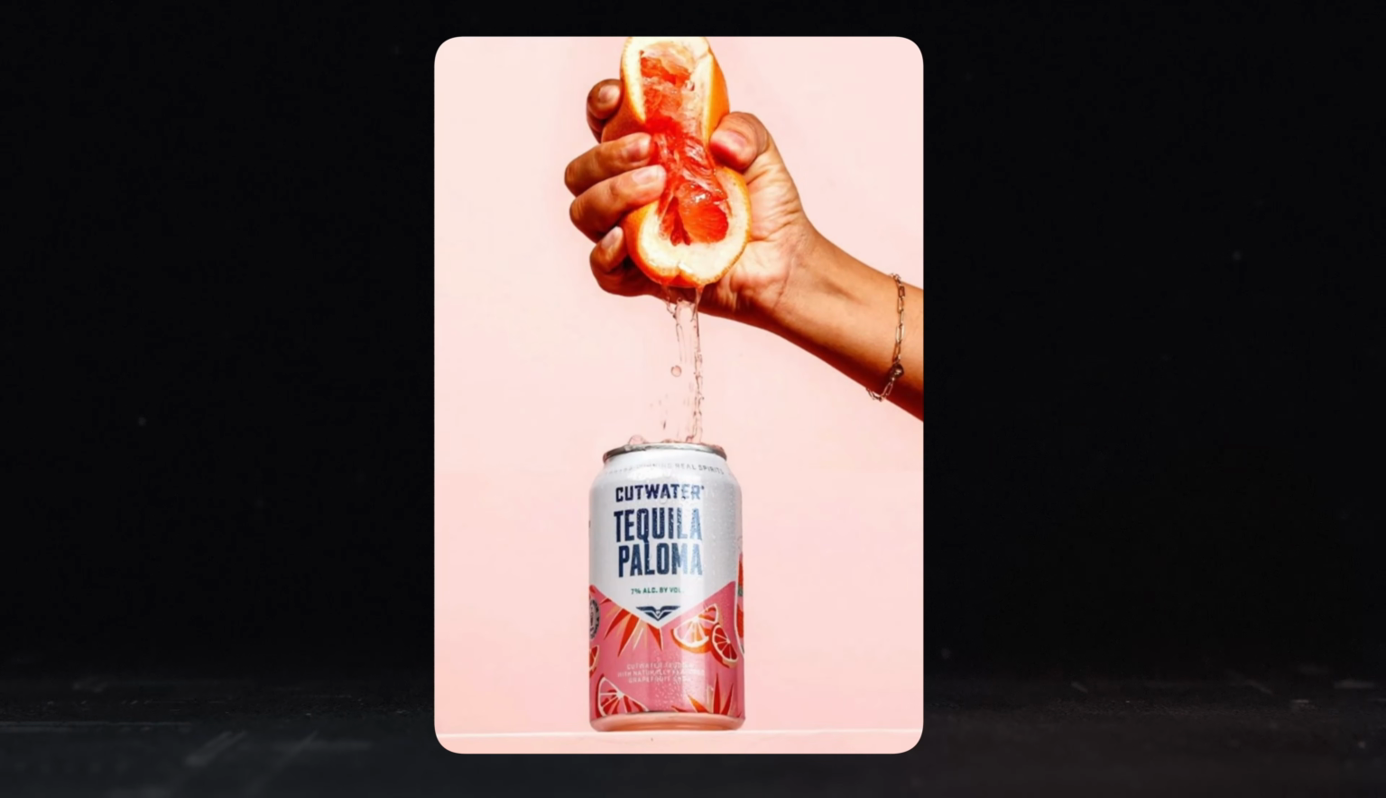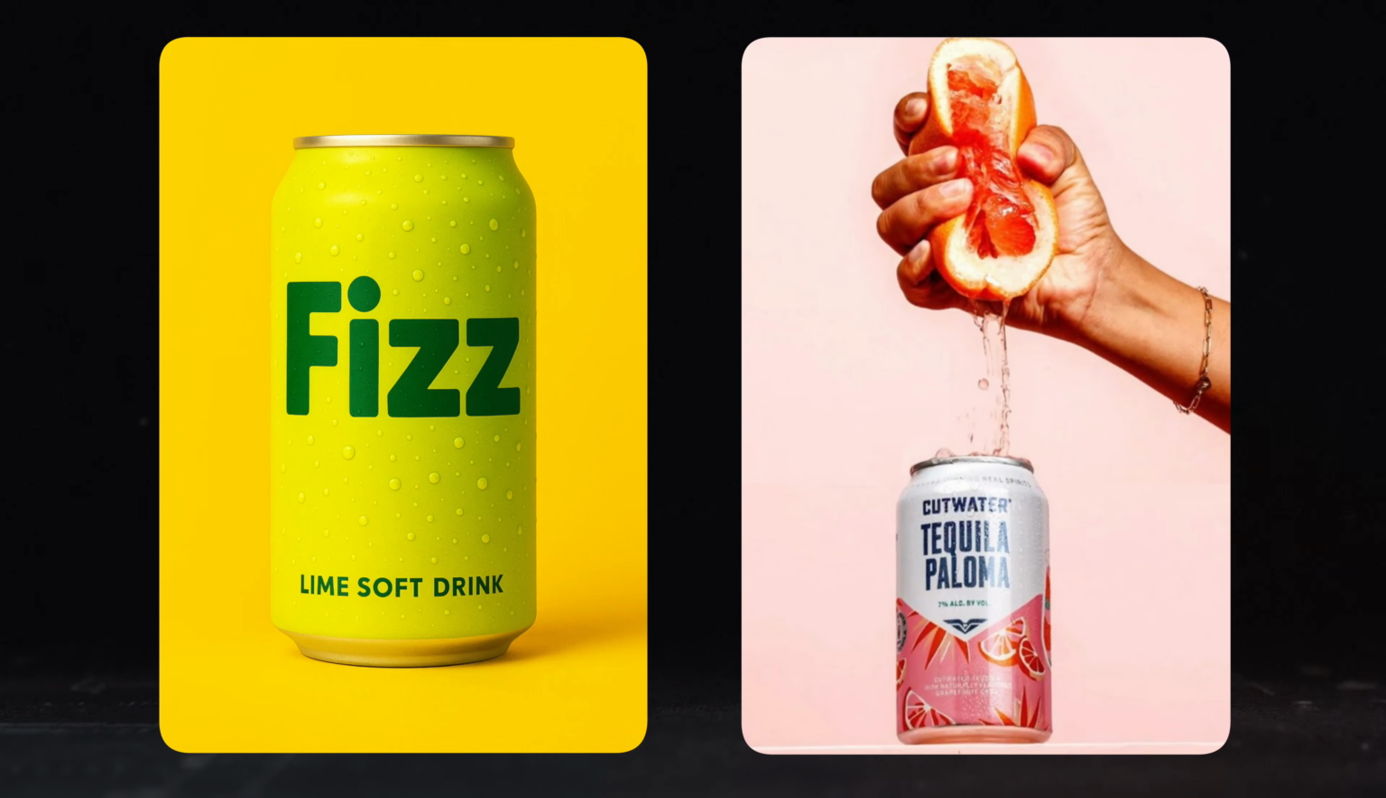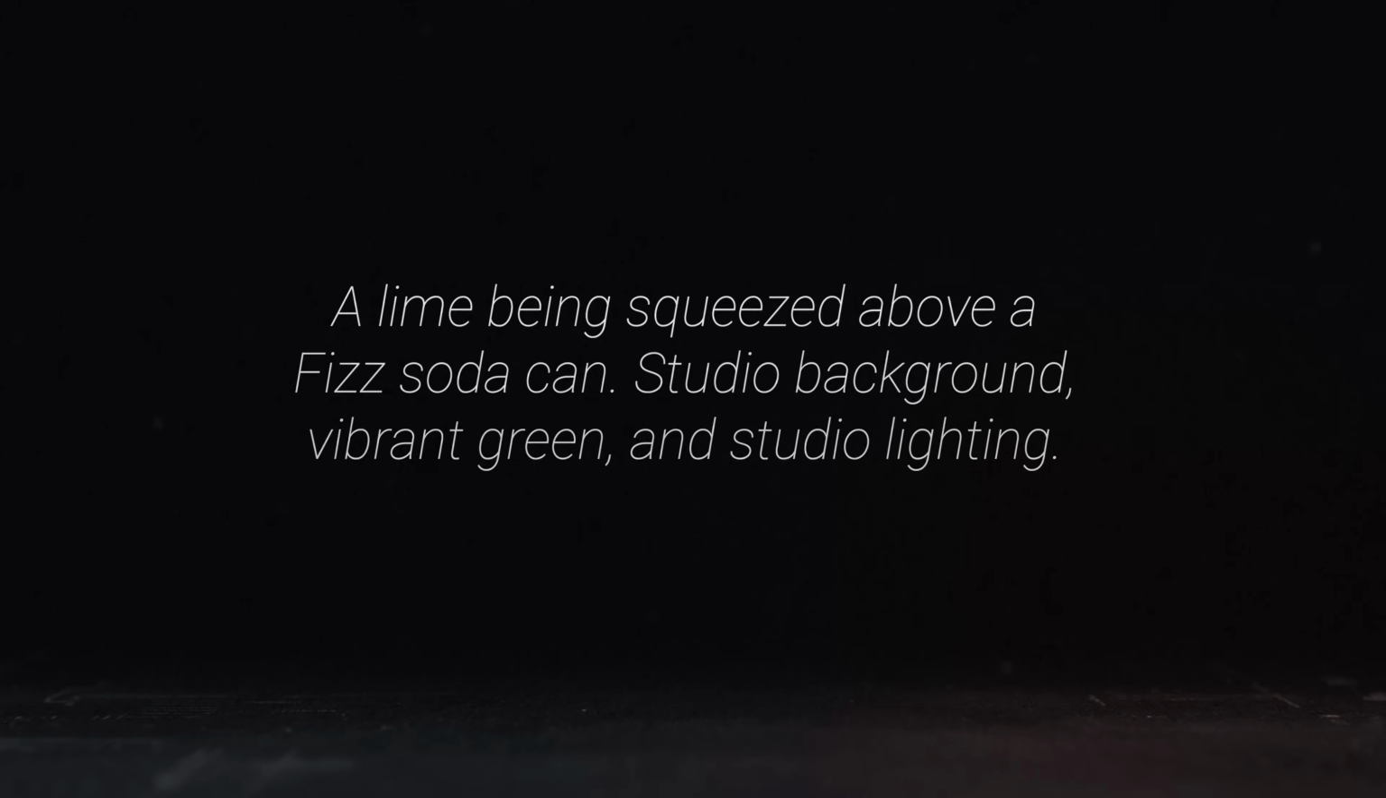So here you can see a nice image of a campaign where a hand is sort of squeezing a grapefruit on top of a drink. And I thought that effect could work really well if you want to use it for the lime with our fizz drink. So for that, I added those two images to the prompt, and then I followed it up with the prompt itself. A lime being squeezed above a fizz soda can, studio background, a vibrant green, and studio lighting. I just wanted to try something different with a very minimal explanation because the picture itself was already there to give some guidance.